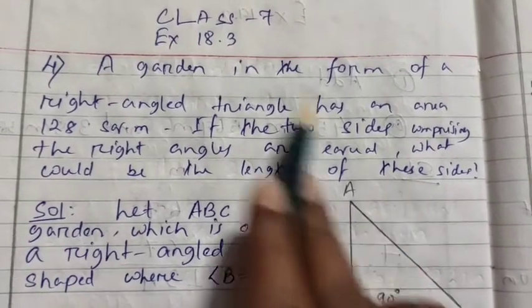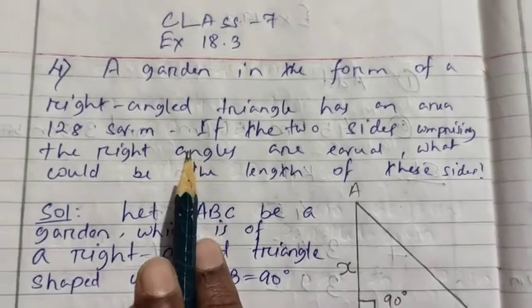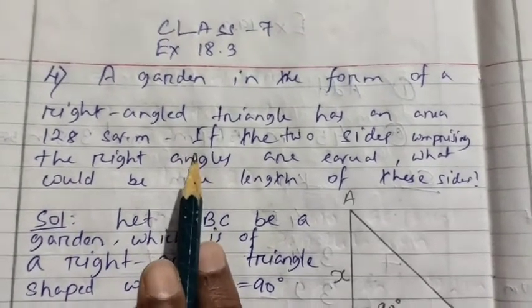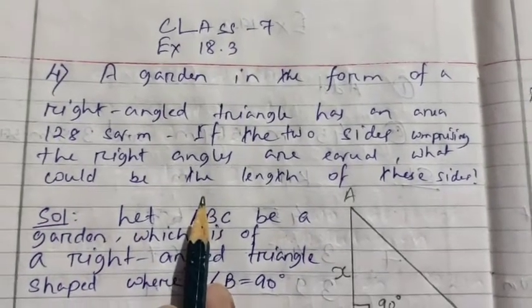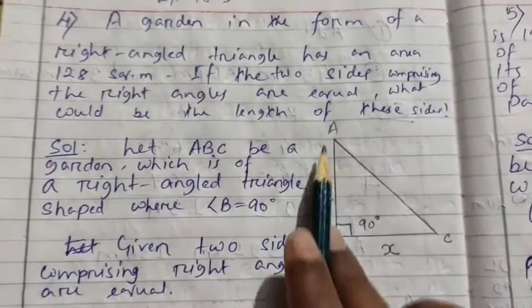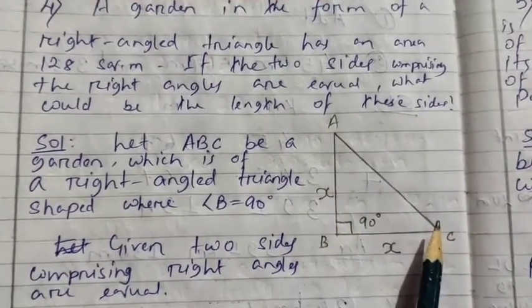Okay. That means the garden is in the form of a right angle triangle, and it is given that the two sides forming that right angle are equal in length. Again, area is also given to us. We have to find the length of those two equal sides. Clear? So in this case, we consider this ABC. Let ABC be a right angle triangle.